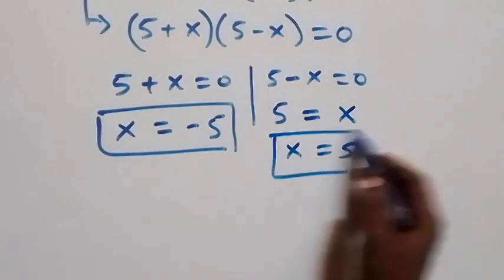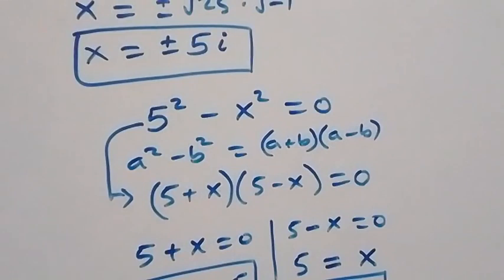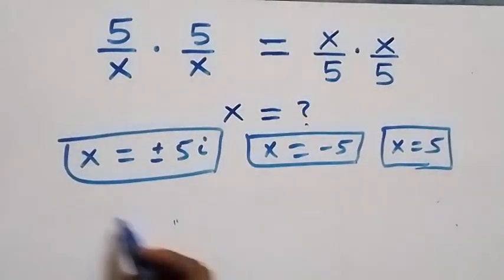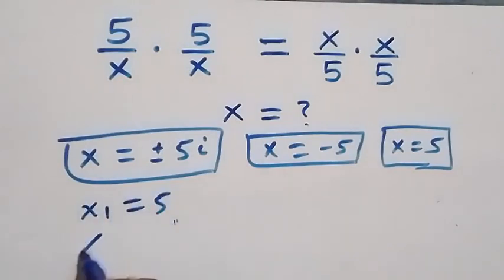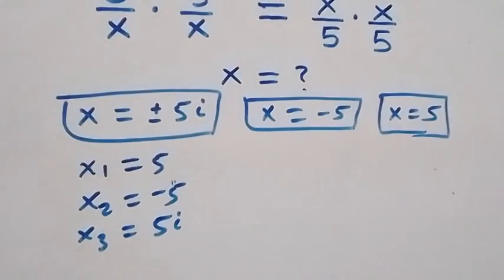Also here we have a real solution. Now, therefore, here we have two real solutions and two complex solutions. Now, let's check if this satisfies the given problem. From here, we substitute the four solutions we have. We can say the first one, x1 equals 5, then x2 equals minus 5, x3 equals 5i, then we have x4 equals minus 5i.